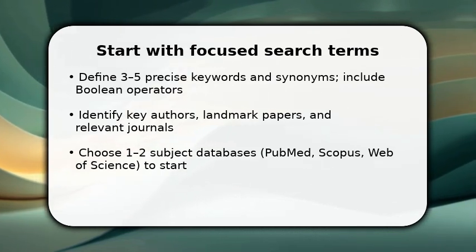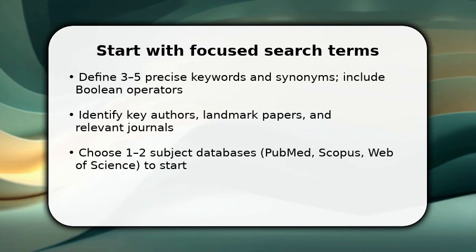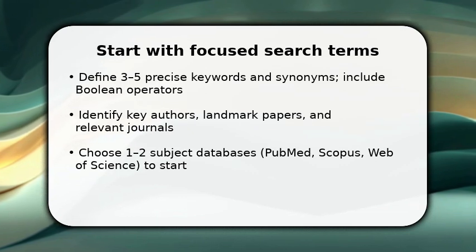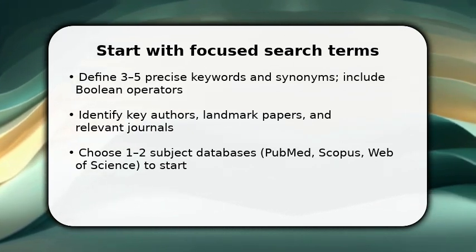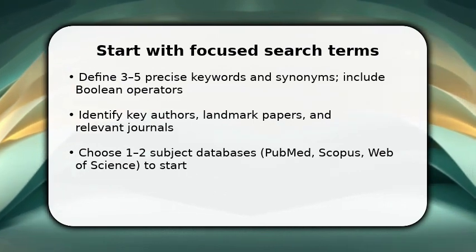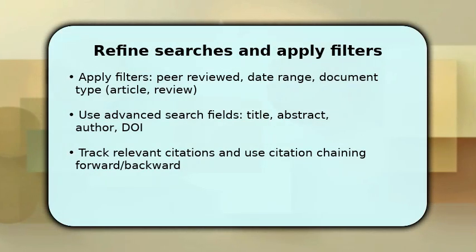Once done, pick 1 or 2 databases that best match your field: PubMed for life sciences, Web of Science, or Scopus for broad coverage. Make sure to note key authors and journals now, because those names speed deeper searching in the next step.